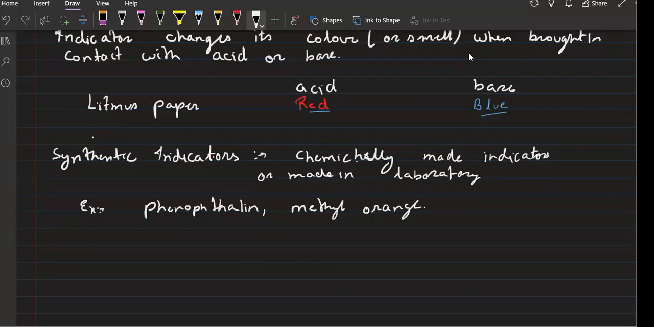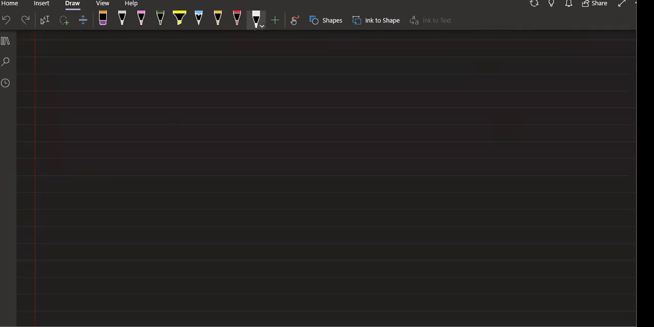Arif, I'm not sure. I have to check. Yes, Daksh, it is not an indicator. It changes color because of the reaction. It's not that everything that changes color is your indicator. An indicator specifically changes its color in acid and base. Okay, right? So let's make a table.